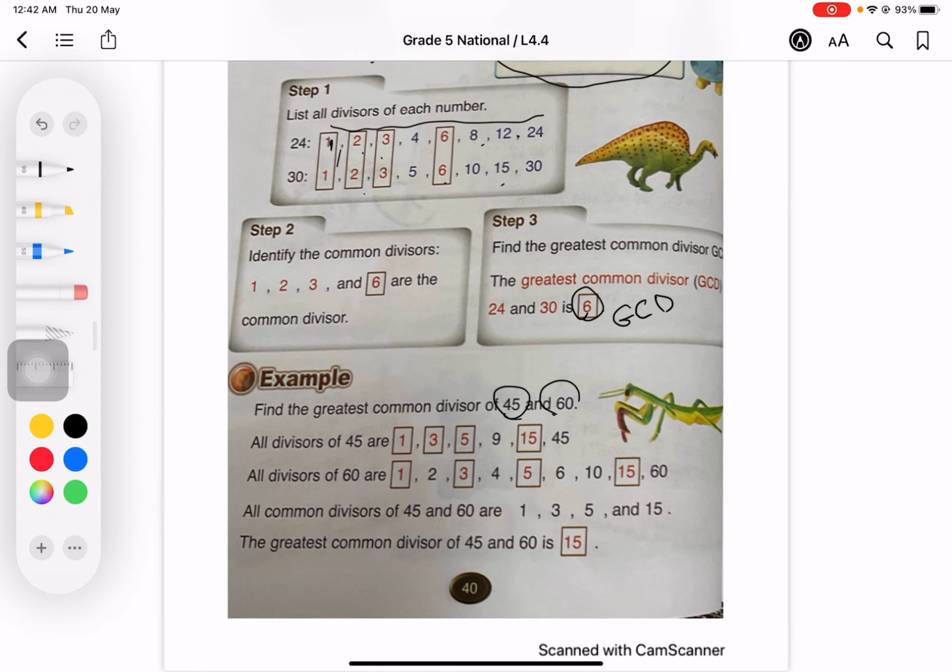They wrote all the divisors of 45. They wrote all the divisors of 60. They circled the common numbers. And you will notice that the greatest common divisor is 15.